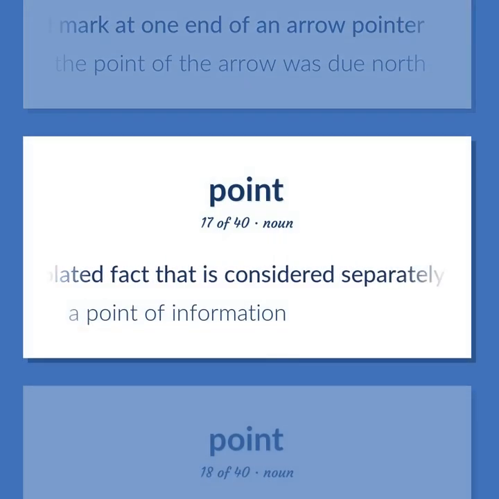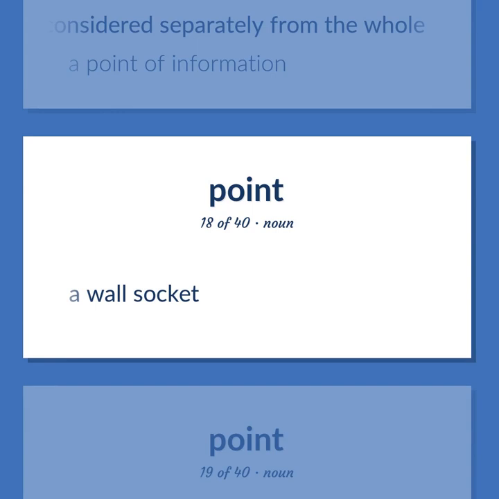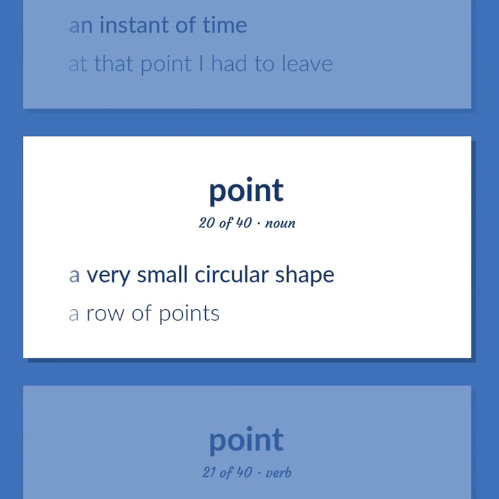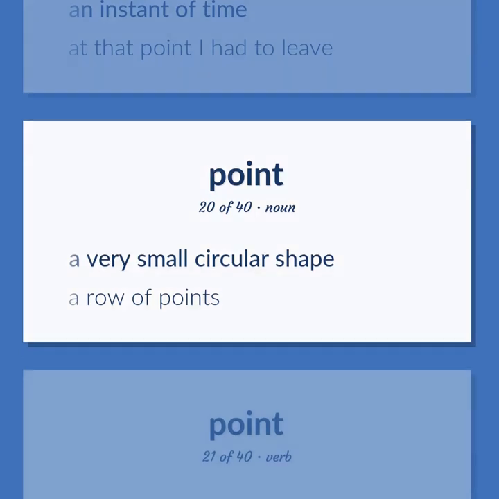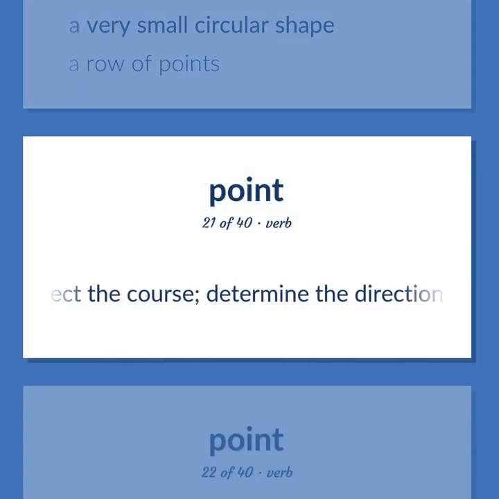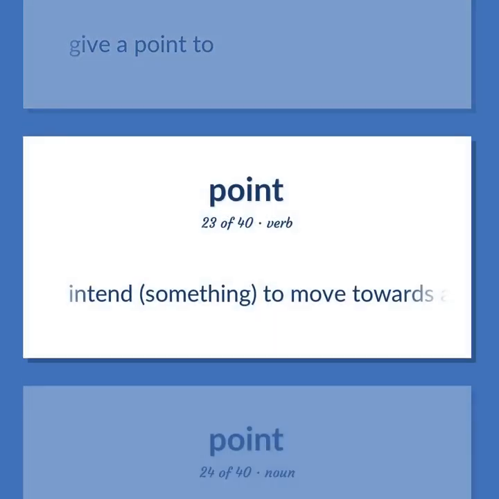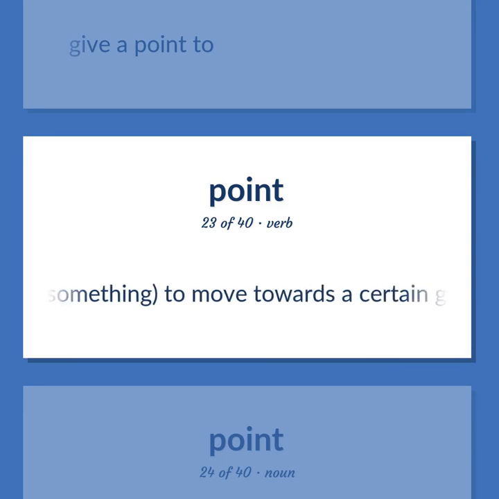An isolated fact that is considered separately from the whole. A point of information. A wall socket. An instant of time. At that point I had to leave. A very small circular shape. A row of points. Direct the course, determine the direction of traveling. Give a point to. Intend something to move towards a certain goal.